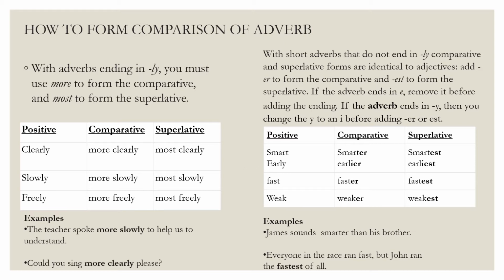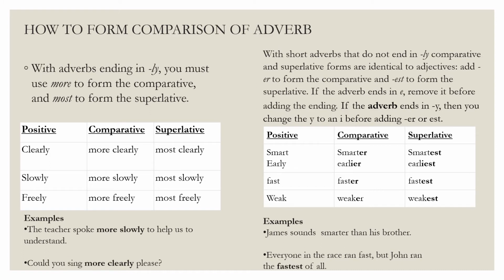Now, you get to understand this more from the examples in front of us. You can see the words there. Of course, smart. Okay, smart ends in t and not e. So there's no change there. For the comparative, you just simply add your er, which is smarter, and then est to the superlative to make it smartest. Then we have the other word, early.